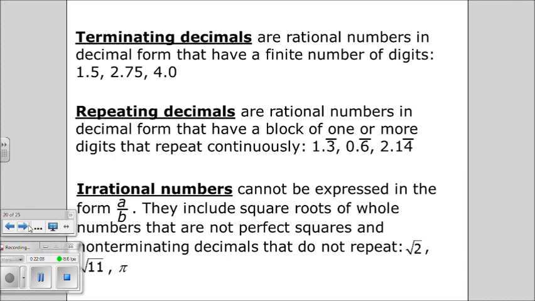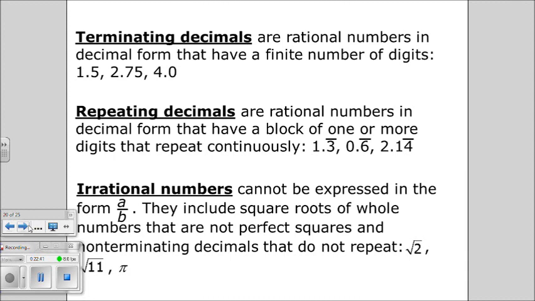Terminating decimals are rational numbers in decimal form that have a finite number of digits, like 1.5, 2.75, and 4.0, and so on. While repeating decimals are rational numbers in decimal form that have a block of one or more digits that repeat continuously. Remember, whenever we divided 2 over 5 or 5 over 6, we do have repeated 3, we do have repeated 6. That's why we wrote 3 with a dash and 6 with a dash and so on.